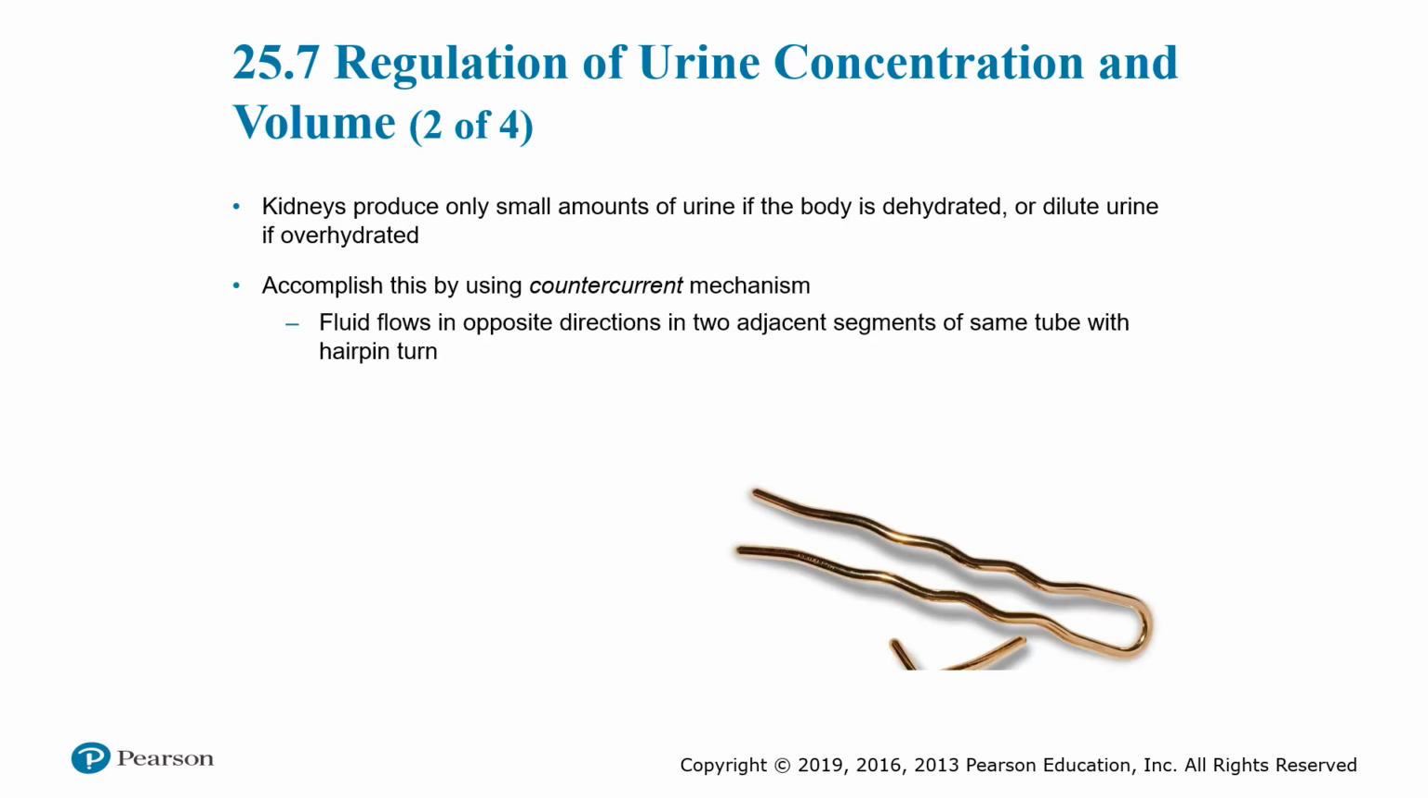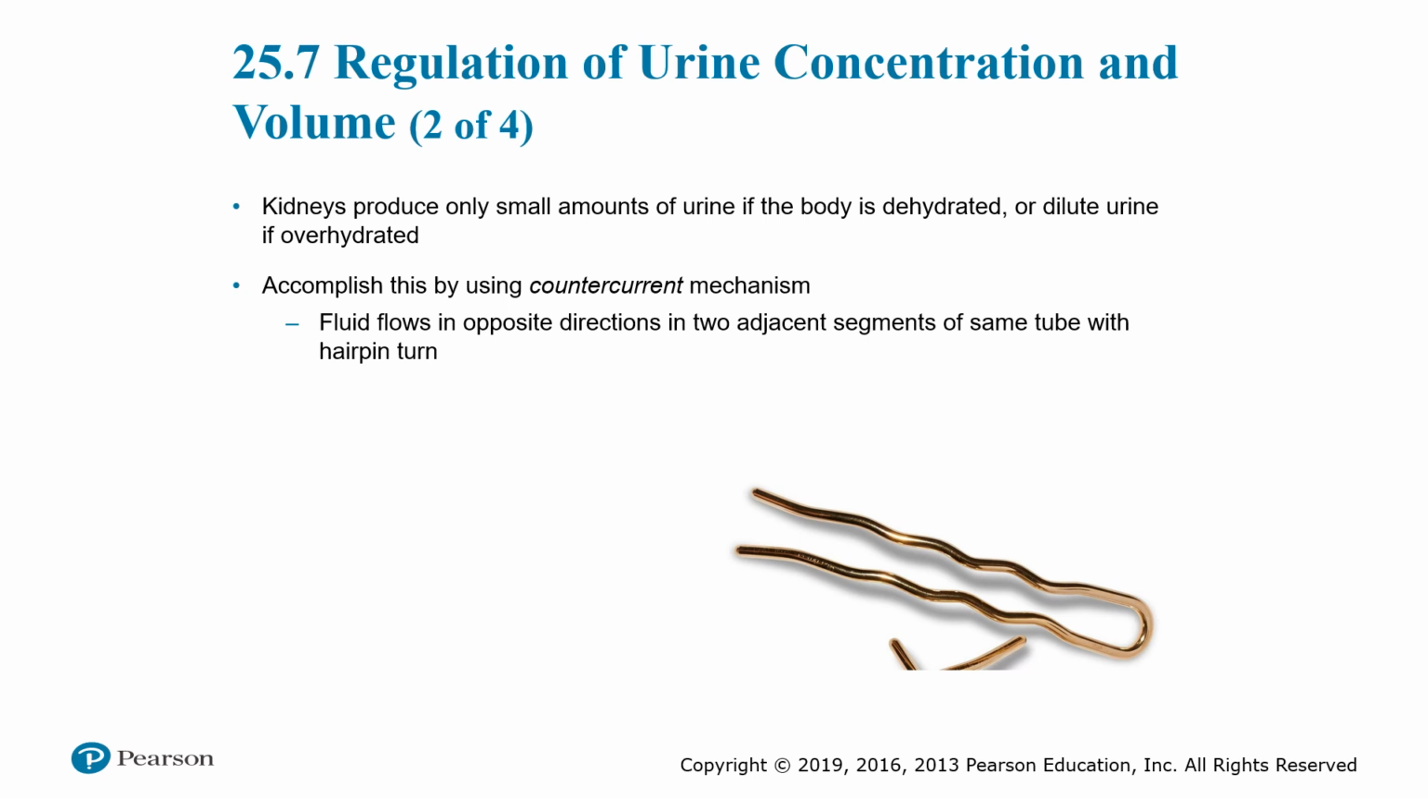Our kidneys produce only a small amount of urine if the body is dehydrated. That small amount of urine means that they reabsorb the water, and now the urine is very concentrated. So they produce a small amount of concentrated urine if the body is dehydrated, because they are trying to preserve the water. But if the body is overhydrated, then they produce dilute urine so that water can be removed, and this is accomplished by using the countercurrent mechanism.